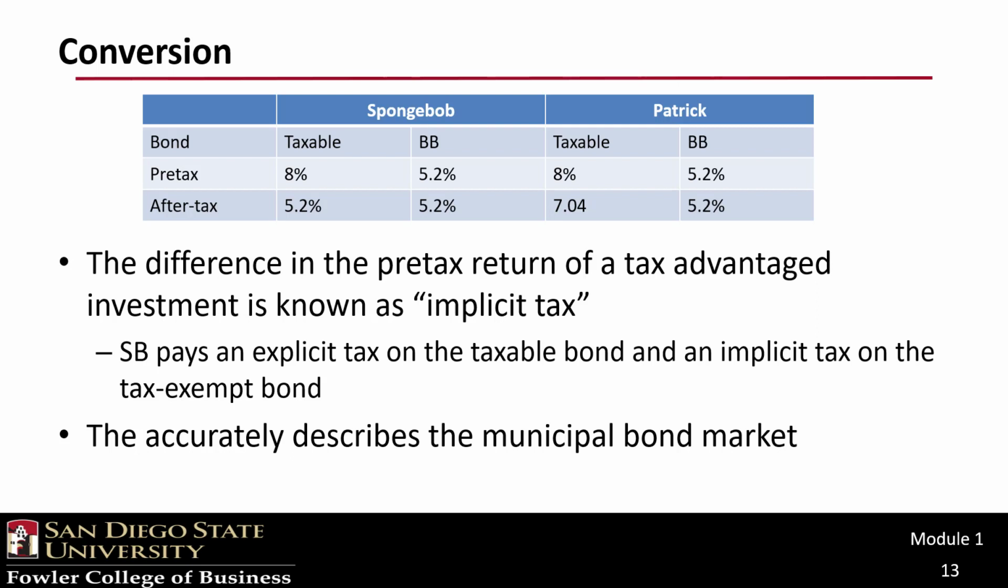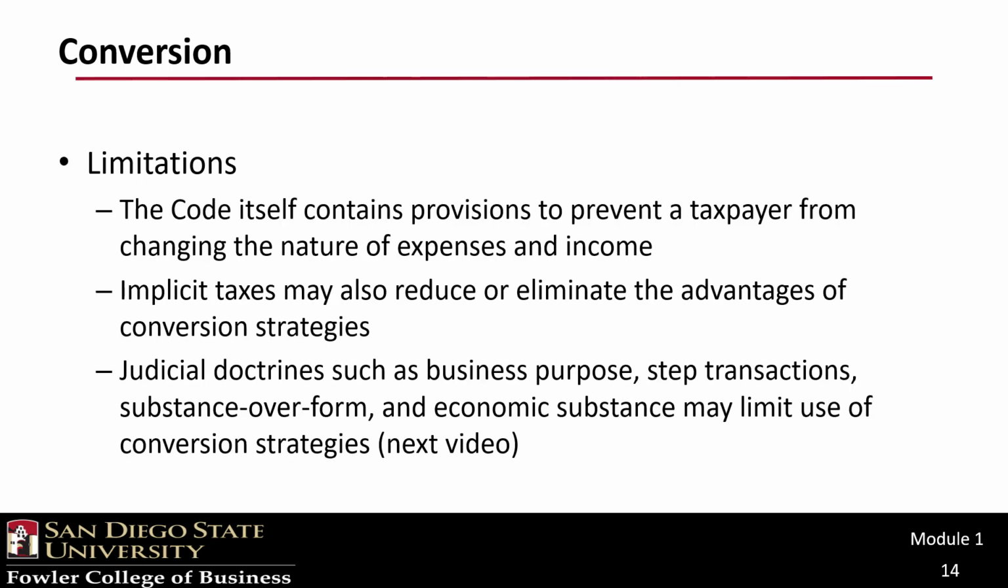So we know about this implicit tax, and we know that this accurately describes the municipal bond market. The reason I bring this up again is that implicit taxes are a limitation on our ability to use the conversion planning strategy, right? Because what's going to happen is Sandy's going to set those Bikini Bottom bonds down to 5.2%, and it's less likely that SpongeBob will be able to take advantage of that conversion from taxable bonds to tax-exempt bonds. So another thing that does that is the code prevents us from just willy-nilly making choices, right?